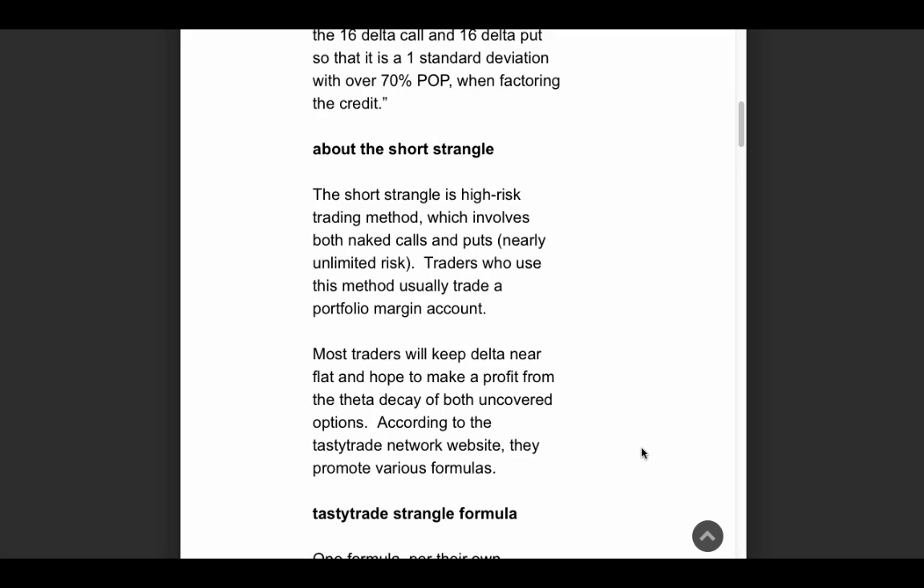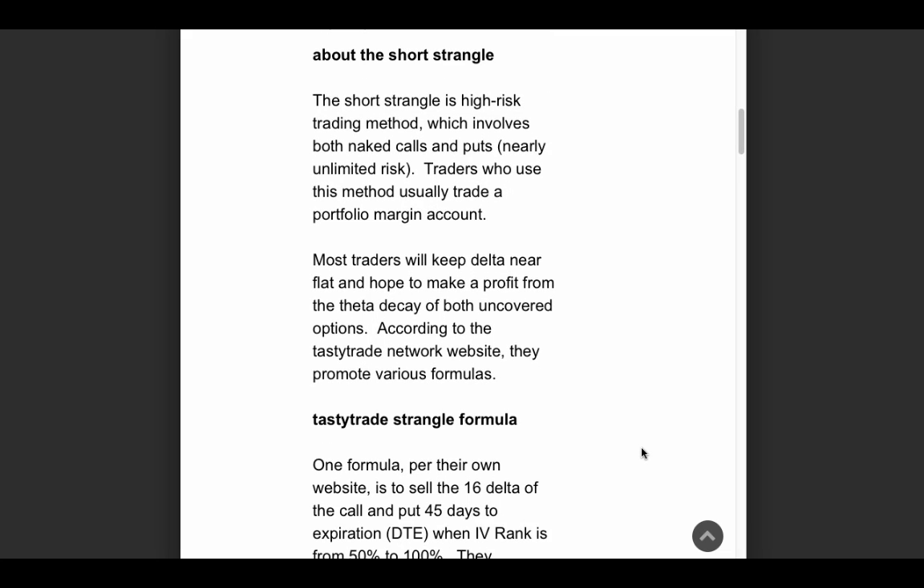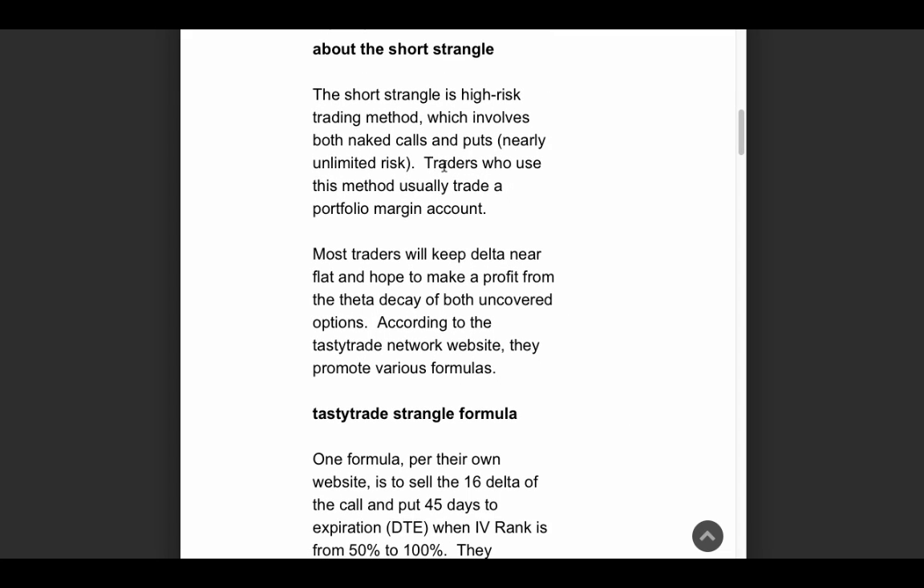And then these are things that I wrote about the strangle. So again, obviously all you guys know what it is, but you're selling basically naked puts and naked calls at the same time. Some of you will argue that it's a safe trade. In my opinion, it's extremely risky. You have nearly unlimited risk on both sides.